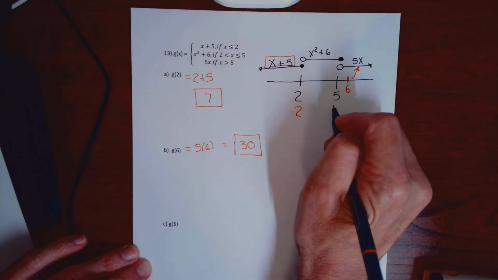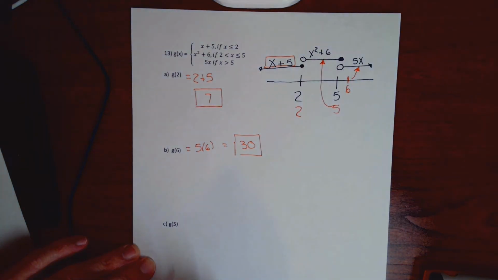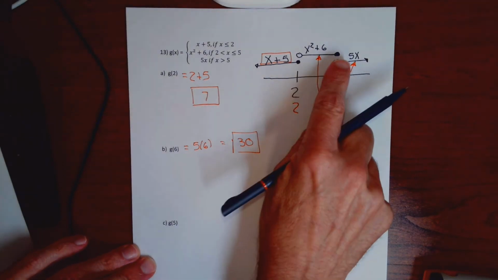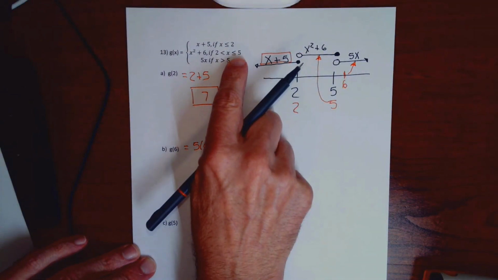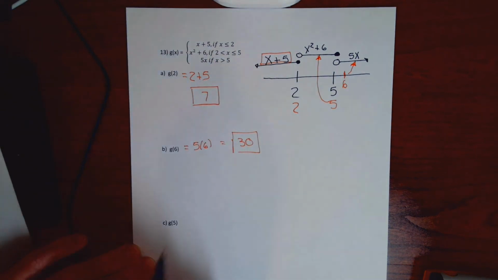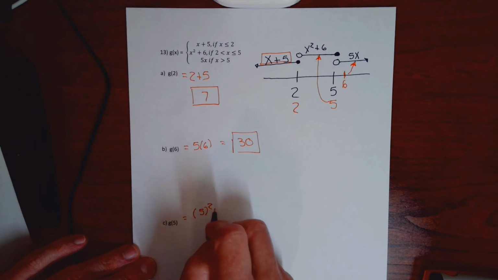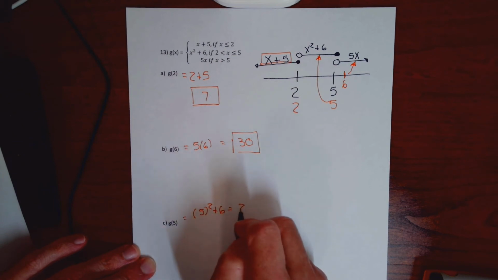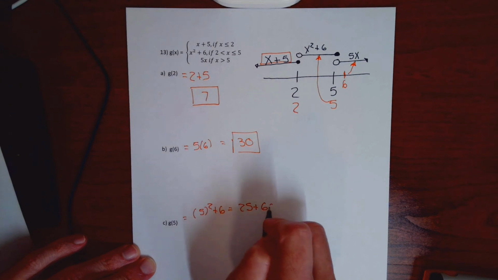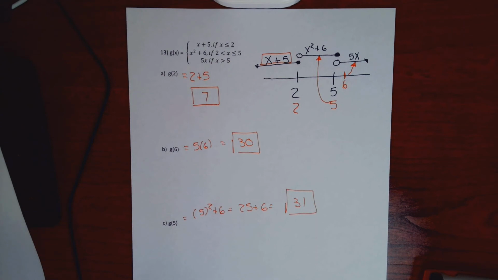Part C wants me to plug in 5, and I'm going to go to the function that's marked with the closed circle at 5, which is the x squared plus 6. The reason I have a closed circle at 5 on the x squared plus 6 is because it has an "or equal to." The reason I have an open circle on the 5 for the 5x is because there isn't an "or equal to." So I'm going to plug into x squared plus 6 and make this 5 squared plus 6, which is 25 plus 6. And my answer to part C will be 31.